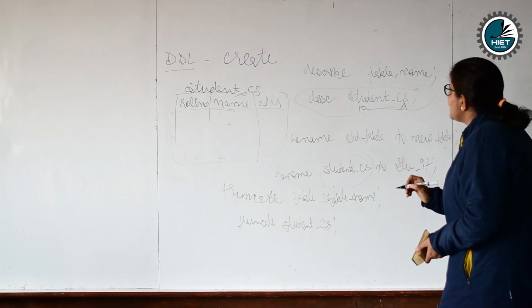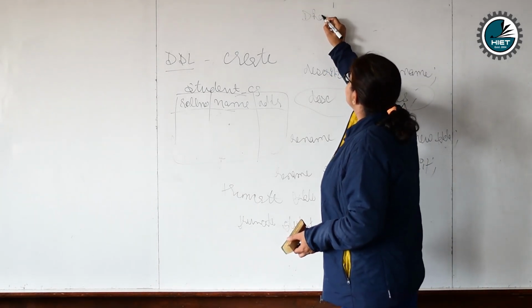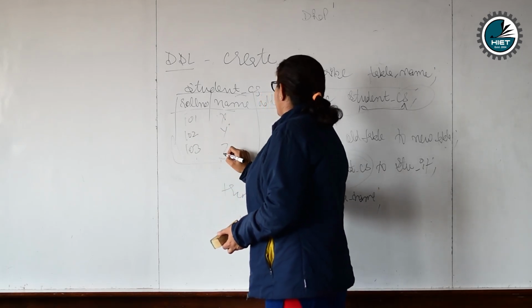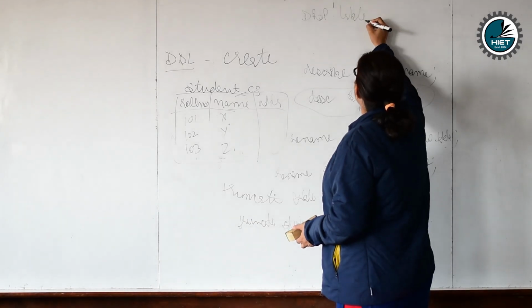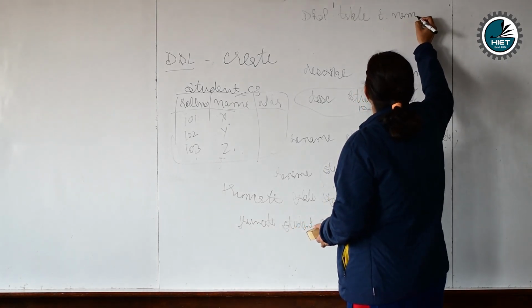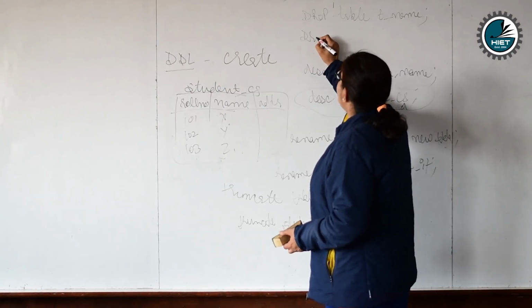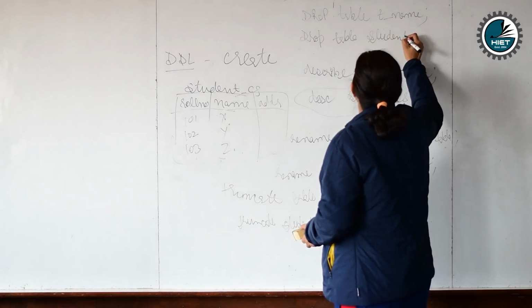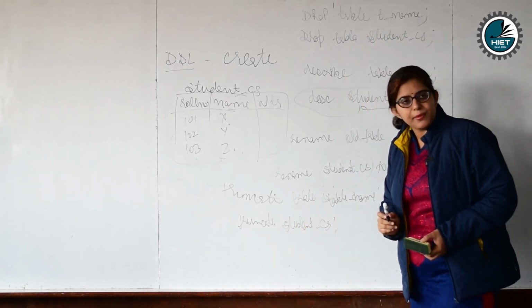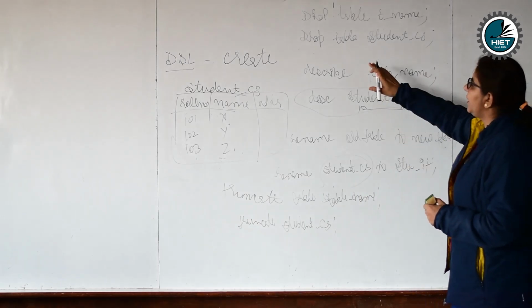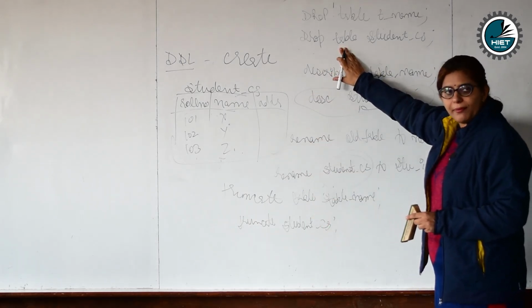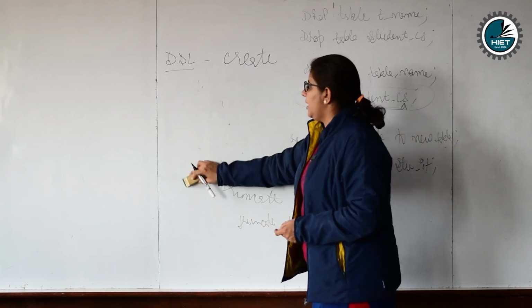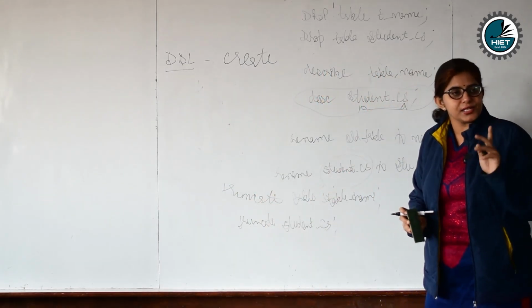Clear? Next command is the drop command. Drop table, table name, semicolon. Drop table, table name is student underscore CS, semicolon. Now the difference between truncate and drop will be clear. What the drop command will do, it will delete this whole table from the database. Now this table will not exist in the database.